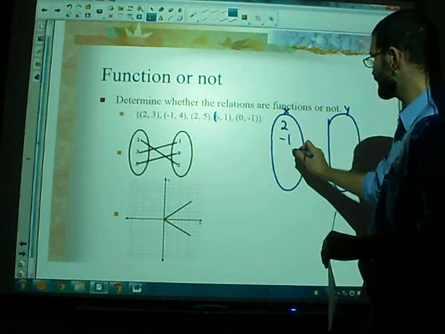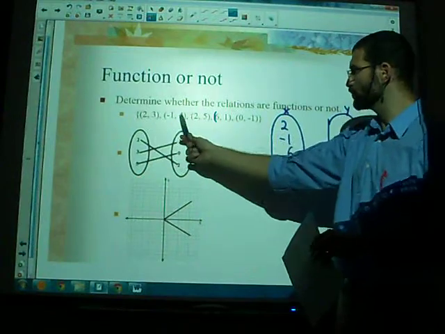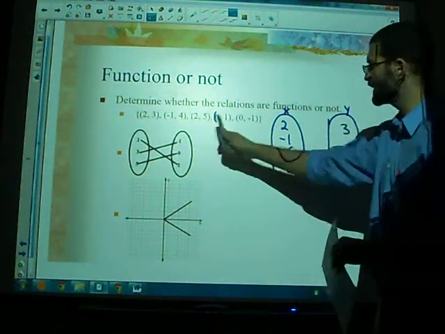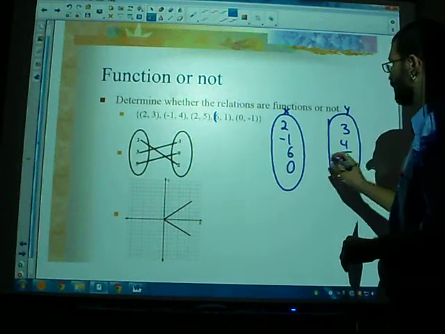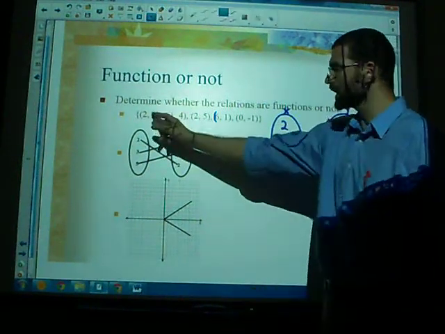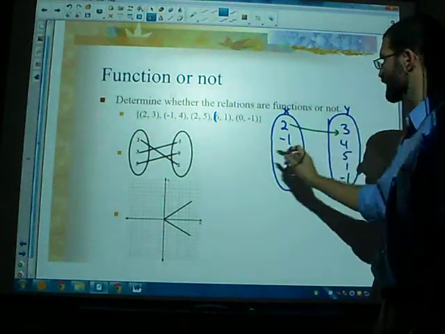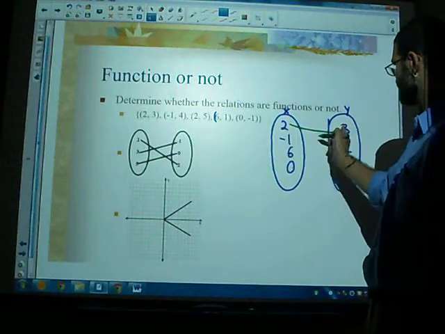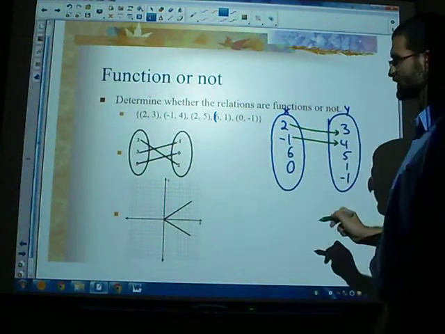And 6 and 0. Same thing with the y. Do not repeat your numbers. 3, 4, 5, 1, and negative 1. Now once we have all of these numbers, we're going to connect them. 2 is connected to 3. So we're good so far. One x is connected to one y. Negative 1 is connected to 4. We're still good.